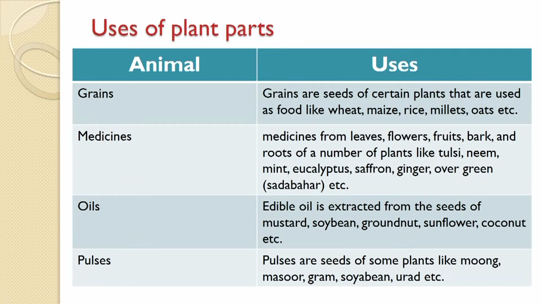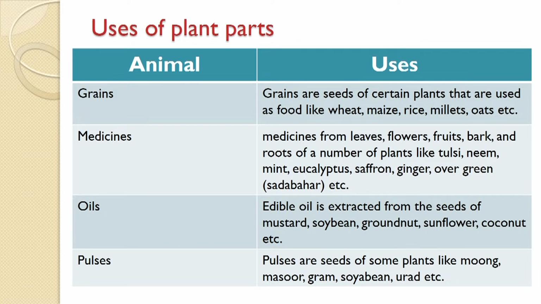Then comes what are the uses of plant parts. Plants are used for various purposes. First is the grains. Here the grains are mainly used as food from certain plants, like the grains of wheat, maize, rice, millet. Also there are medicines, like we can extract the medicines from plants like tulsi, neem, mint, eucalyptus, ginger, and for this purpose their leaves, flower, fruit, bark, roots are used.